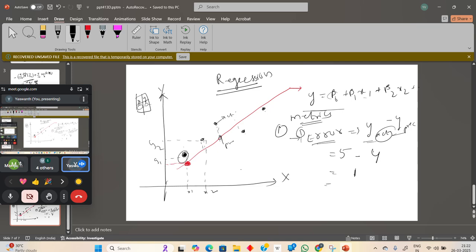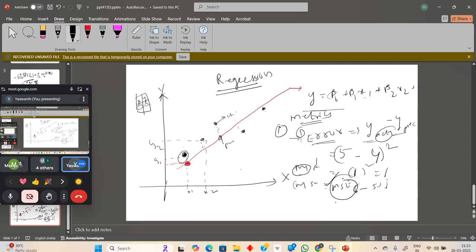Okay, so if you calculate all such errors and take the mean, meaning the sum of all the errors divided by the total, that is the mean absolute error. If you square them, it is the mean square error. That means 5 minus 4 whole square, that is 1 square, 1. Similarly, 6 minus 5 whole square, 1. Then if you take the mean of all the squares, that is the mean square error.